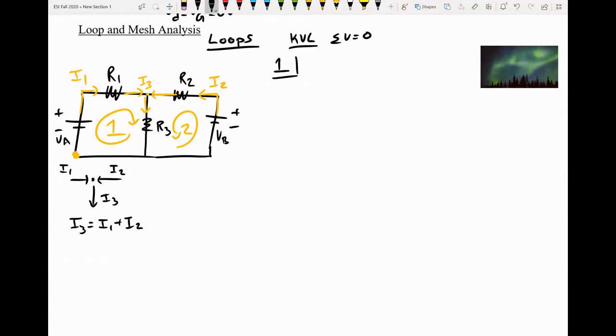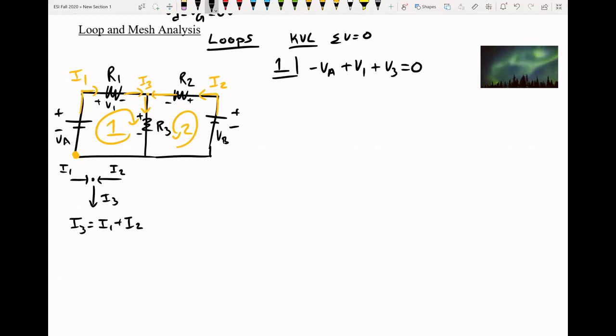Okay, so let's walk around here. We'll hit negative V of A, loop 1, V of 1 right here, positive, negative, positive, negative. Right. So we'll come in, we'll hit the positive terminal of V of 1, and then we'll come down the middle branch and we'll hit the positive terminal of R3. So that'll be positive V of 3, and that'll be equal to 0.